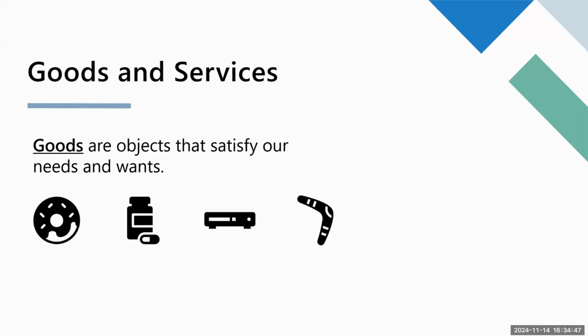So you could have the kids guess and identify, and I put these notes in the PowerPoint as well. Identify each of these little icons. We have our donuts, our medicine. I would be interested what they say for this one. It could be a video game console. It could be a DVD player. We'll see what they think it is. And then of course, a boomerang.